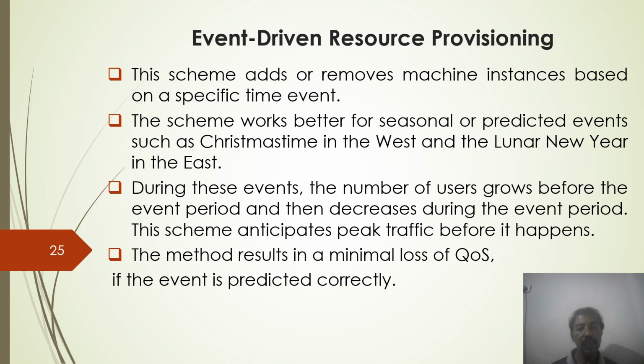Next, event-driven resource provisioning. This scheme adds or removes machine instances based on a specific time event. The scheme works better for seasonal or predicted events, such as Christmas in the west and the Lunar New Year in the east. During these events, the number of users grows before the event period and then decreases during the event period. This scheme anticipates peak traffic before it happens. The method results in a minimal loss of quality of service if the event is predicted correctly.